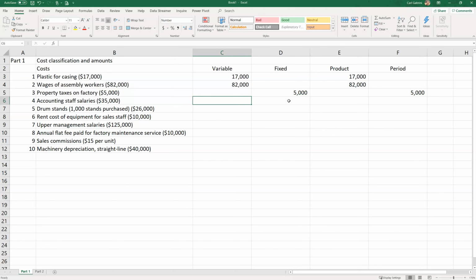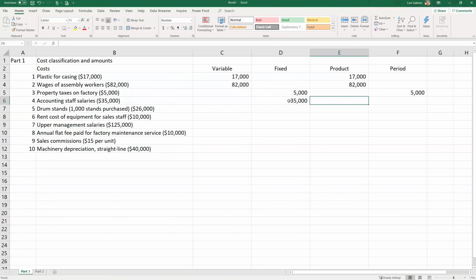Accounting staff salaries, $35,000, okay? Accounting staff salaries, would this be variable or fixed? Well, this is a staffing function. It's part of the underlying foundational services that the company has to have in some way, shape, or form all year round. So this isn't really going to vary much. They're going to have accountants, they're going to pay them every week, and it's not going to matter how many drums they manufacture or sell. So all $35,000 of that is going to be a fixed cost.